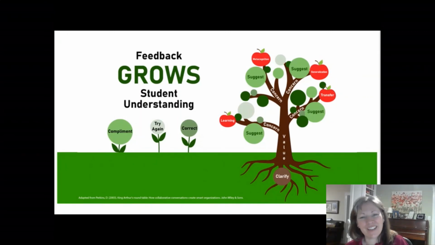We're so excited to have you join us for the simulation Feedback Grows Student Understanding. Use the following slides to learn more about our feedback tree and to prepare for the simulation. We hope that this simulation benefits both you and all of the students that you'll be working with.